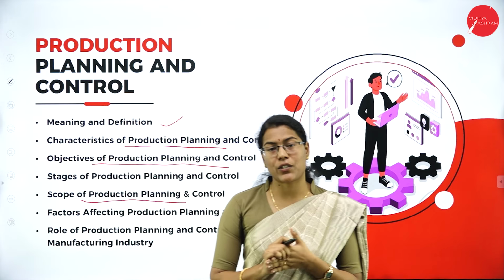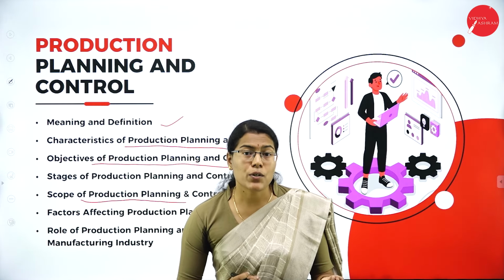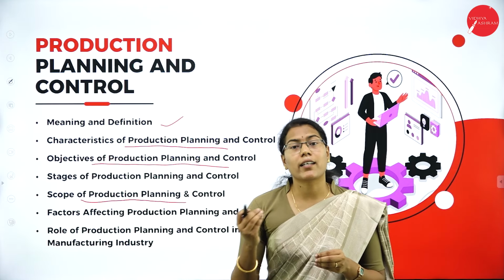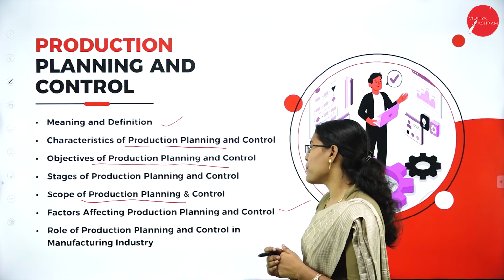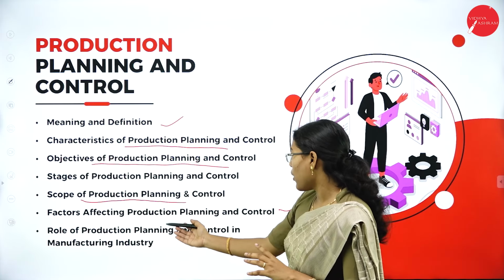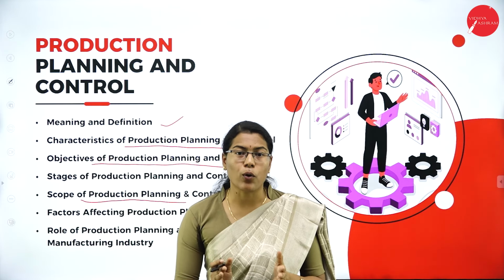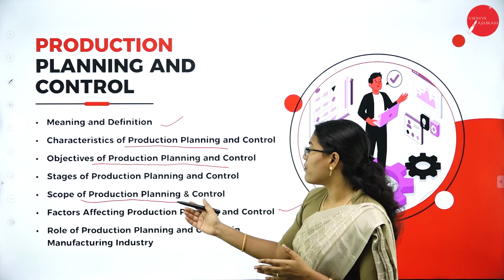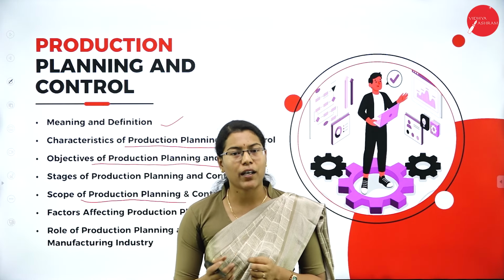Then we have factors affecting production planning and control. Various factors which influence it include market demand, resource availability, availability of technology, etc. Role of production planning and control in the manufacturing industry. The function of production planning and control plays a crucial role in the management of the manufacturing process to ensure efficiency in manufacturing.